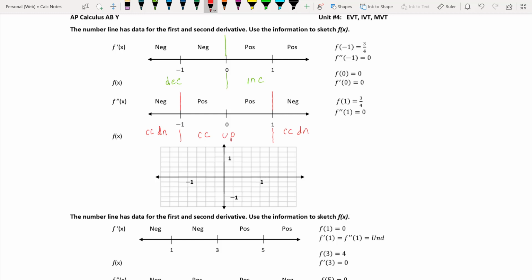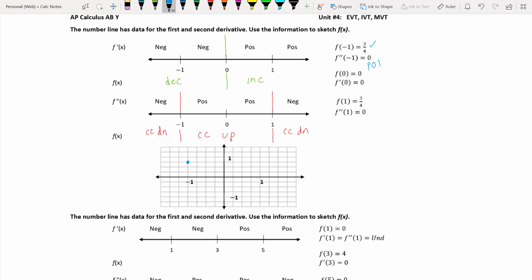And then on the right side here, we've got some information about different things. We've got f of -1 equals 3/4. So if I go over here to -1, do a little bit of sketching here, -1, 1, 2, 3, 3/4 looks like it's here. So we've got that guy done. f double prime of -1 equal to 0. This tells us we have a point of inflection at -1. So that point that we just graphed is a point of inflection.